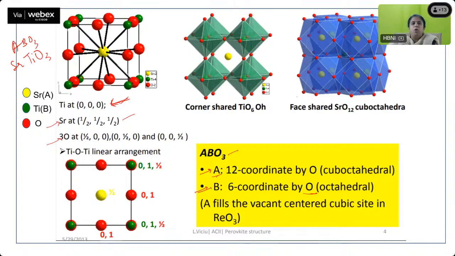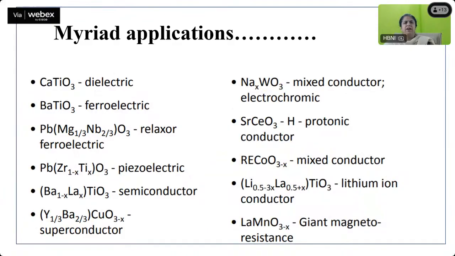And how can I visualize this structure in terms of space filling polyhedra? We said it is BO6 octahedra sharing corners. When we talk about AO12 cuboctahedra, this site is called the cuboctahedral site. The AO12 cuboctahedra share faces with the neighboring cuboctahedra lying on the side. So these are the two ways by which we can define the structure in terms of space filling polyhedra.